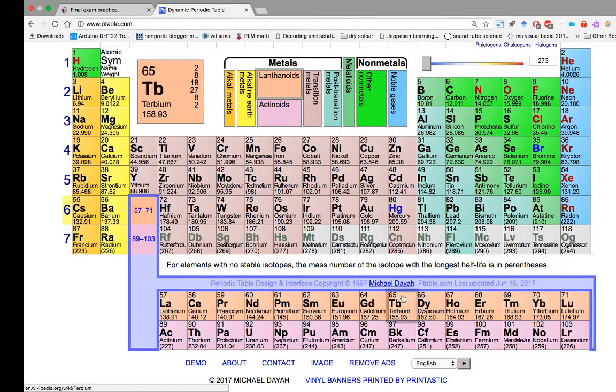And down here, these two rows of elements, this is known as the F block, F as in foxtrot. It's not really what it stands for, but just so you know that this is the F block.